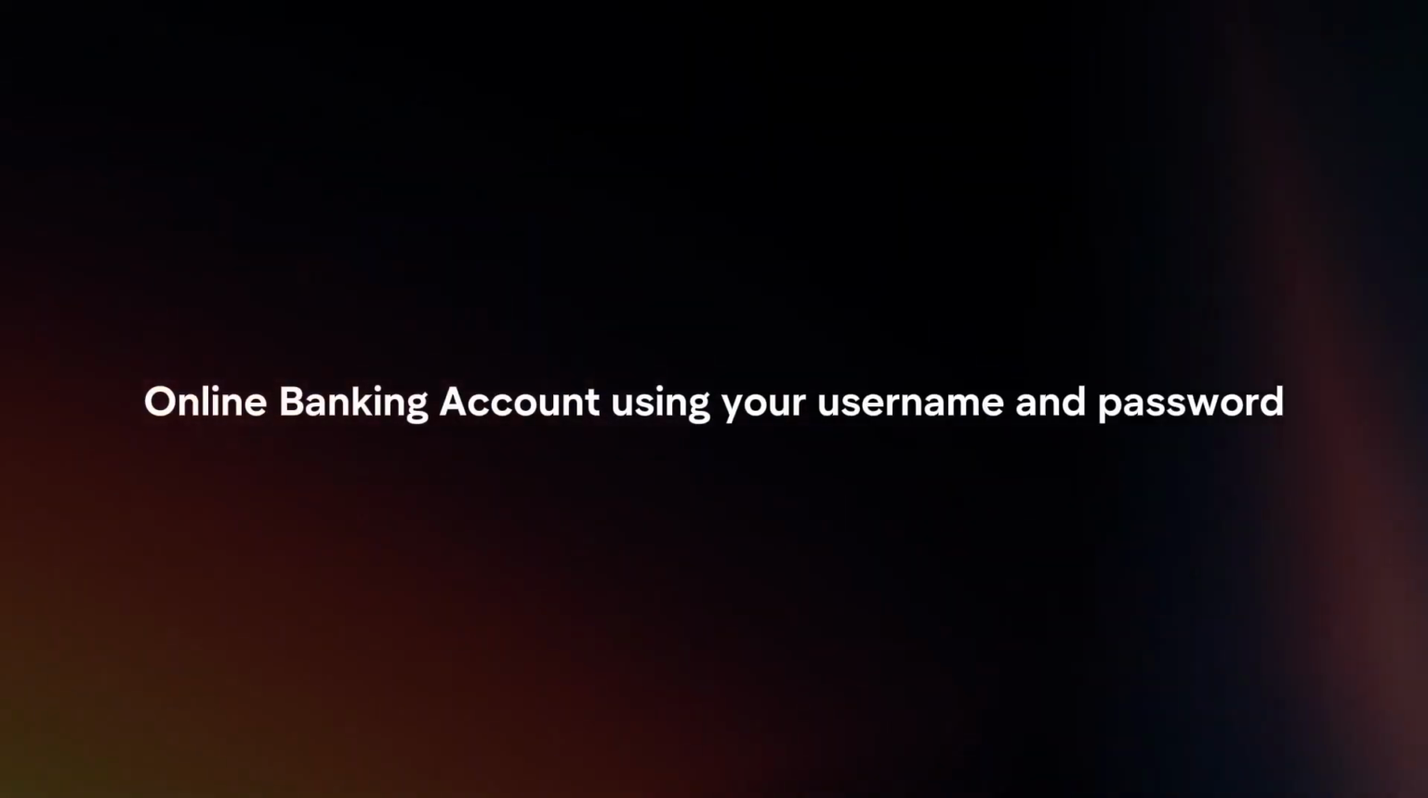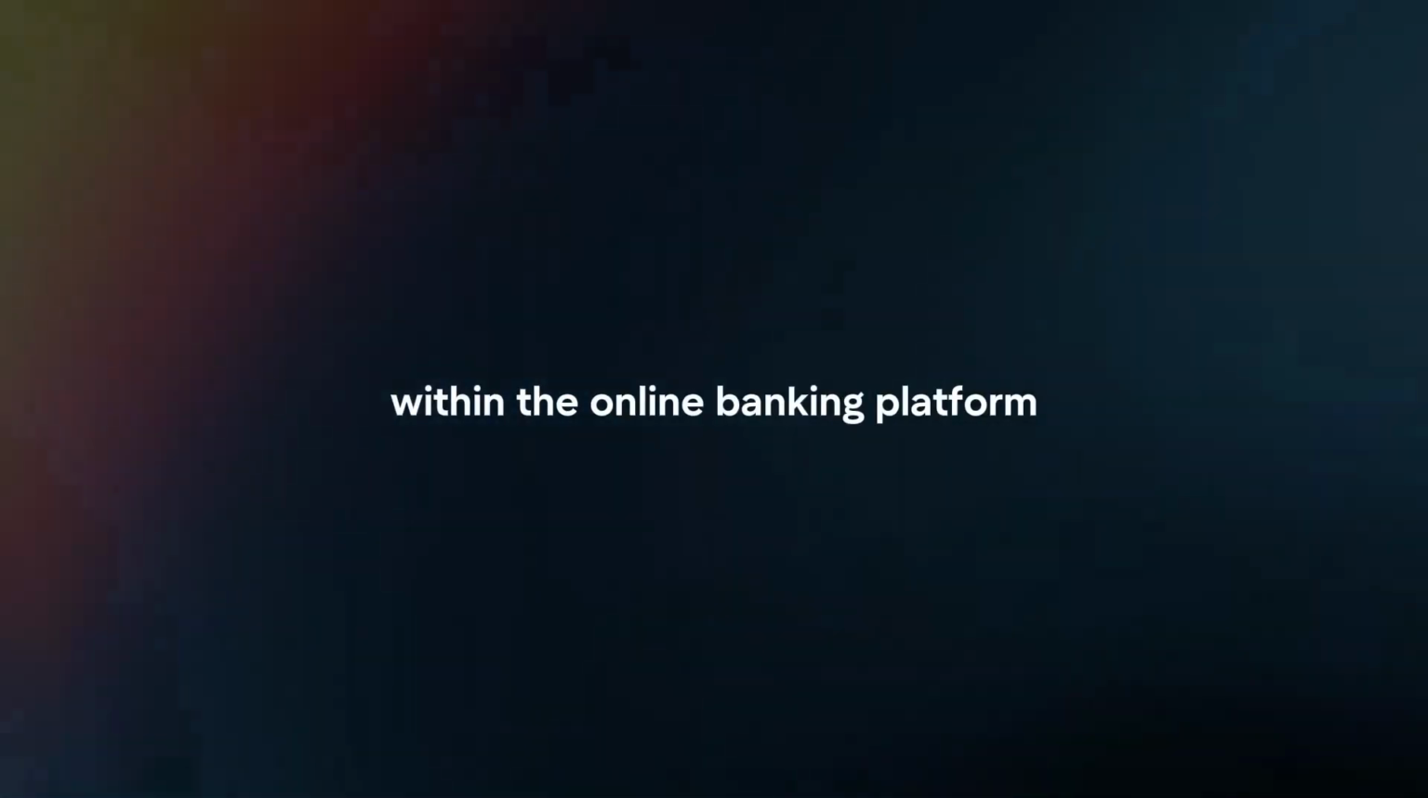Verifying an external account on Truist Bank involves the following steps. Log in. Access your Truist Bank online banking account using your username and password. Navigate to External Transfers. Find the option for external transfers within the online banking platform. This may be located under the Transfers or Payments section.